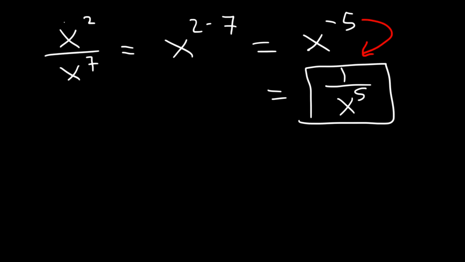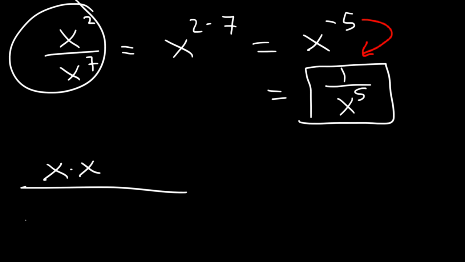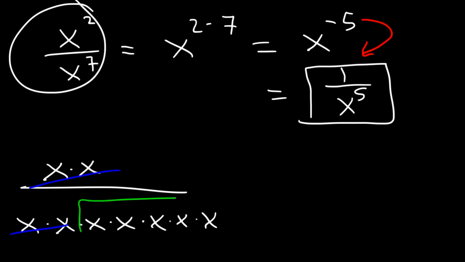To verify, we could simplify this another way. X squared is x times x, and x to the 7 is basically 7 x variables multiplied to each other, 2 of which can be canceled. So we have 5 x variables on the bottom. Thus it is 1 over x to the 5th power.